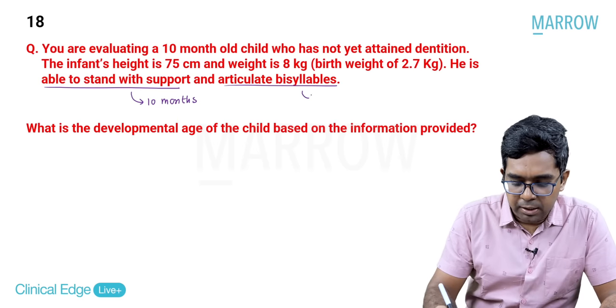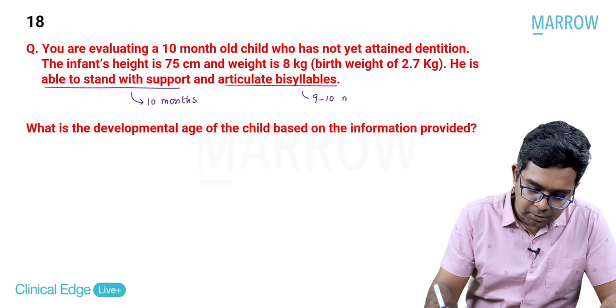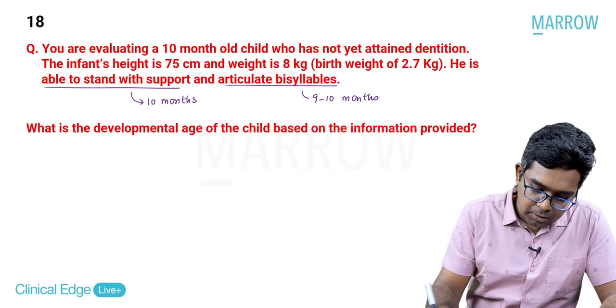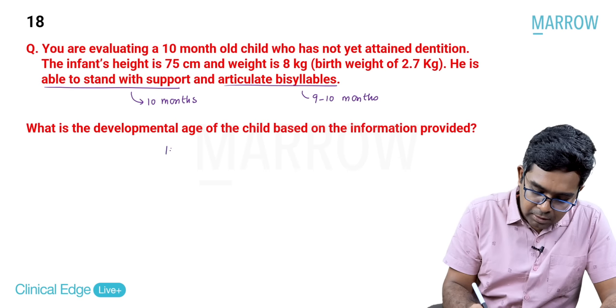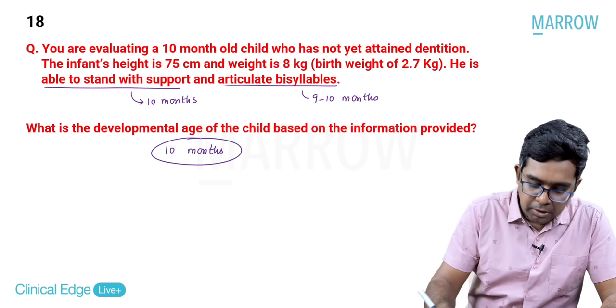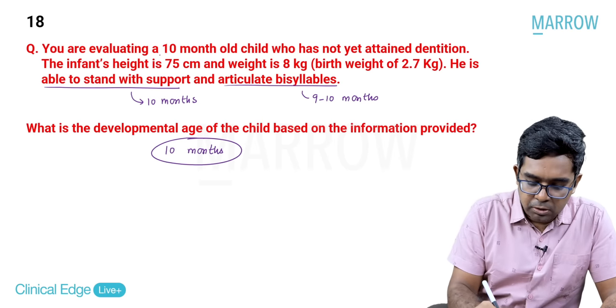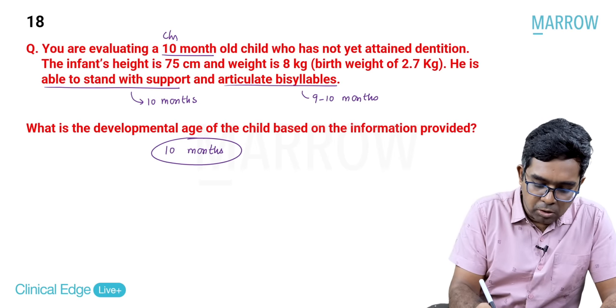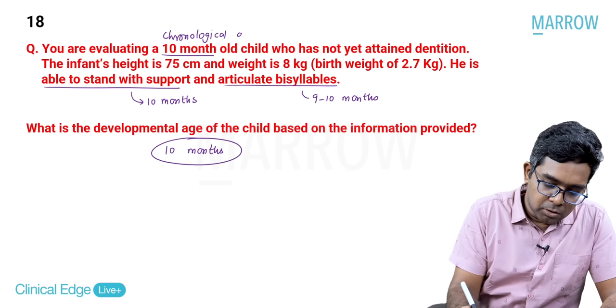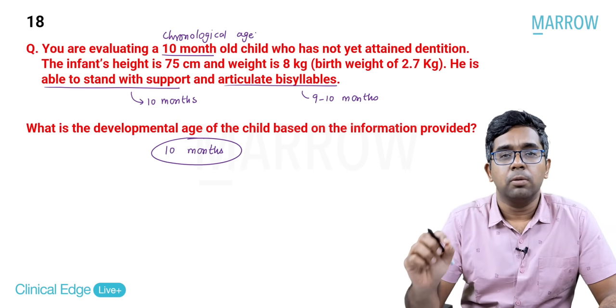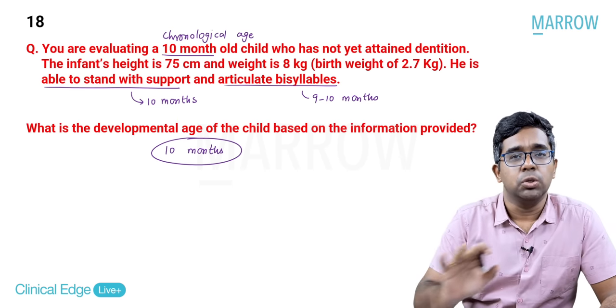Articulate bisyllable, again 9 to 10 months of age. So what is the developmental age of this child? The developmental age of the child is also around 10 months of age, which is actually corresponding to the chronological age. What is the chronological age of the child? Chronological age of the child is 10 months old. It is already given.